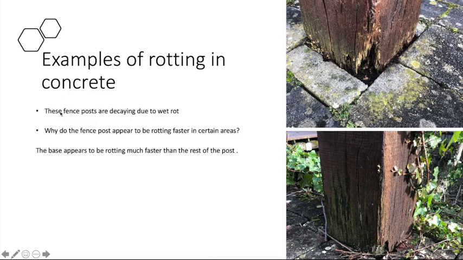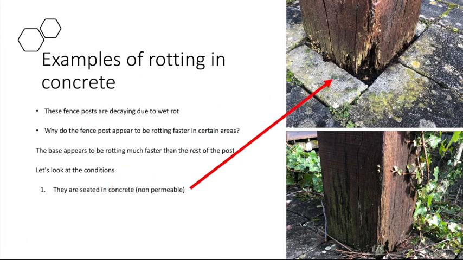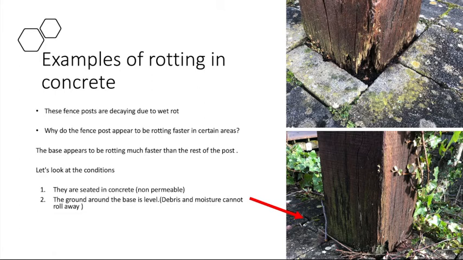So, examples of rotting in concrete. These fence posts are rotting in concrete. We can see here that the base appears to be rotting much faster. Let's look at the conditions. They're seated in concrete, which, as we've just said, is non-permeable, meaning water can't soak through. The ground around the base is level, which isn't advised because debris and moisture cannot roll away. And the base is not getting as much sunlight as the top.